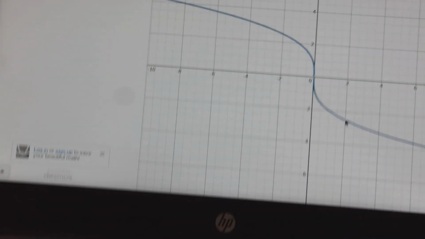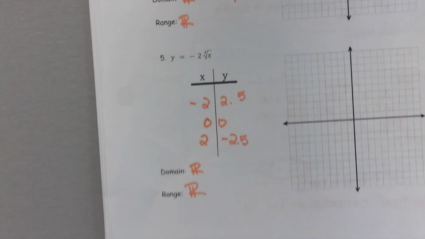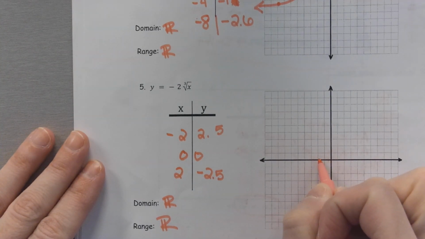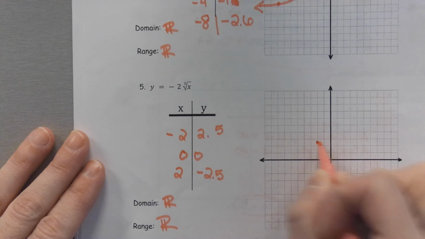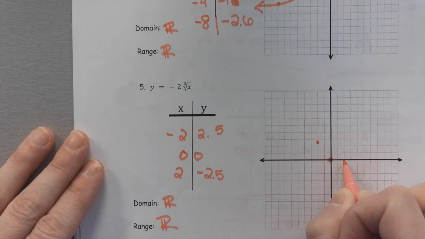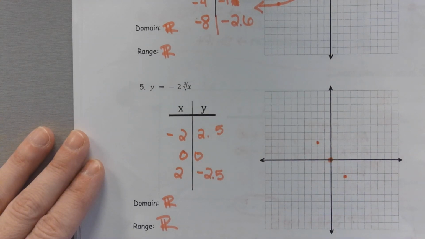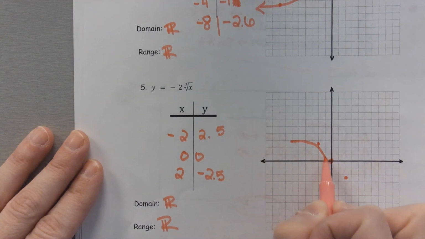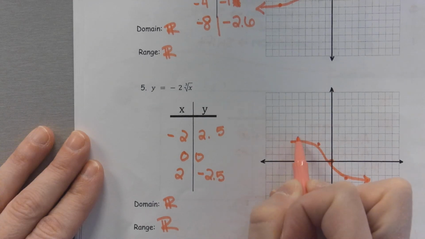Okay, so let me put mine underneath so you can see the points I picked. So here are the ones I picked for this graph. Again, we're not shading for these. So I'm going to graph my point at -2, up 2.5. I've got a point at 0, 0. And then I'm over 2, and I'm down 2.5. And then we've got our nice S-shaped graph that we're going to draw in.